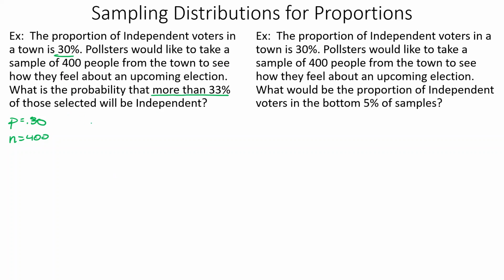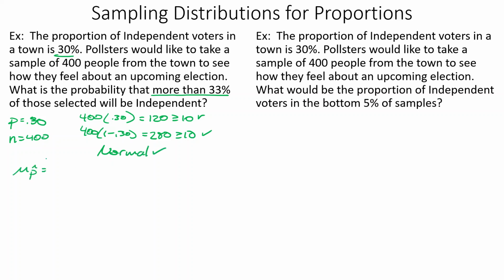All right, so first off, we need to check, is this going to be a normal sampling distribution? So we get 400 times 0.30 and 400 times 1 minus 0.30. So let's say that's 30 times 4, which is 120. And then 400 minus 120 is going to be 280. Both of those are greater than or equal to 10. Again, you could just type both of those into your calculator and get answers. That's fine. So that tells us that we are going to work with a normal sampling distribution.